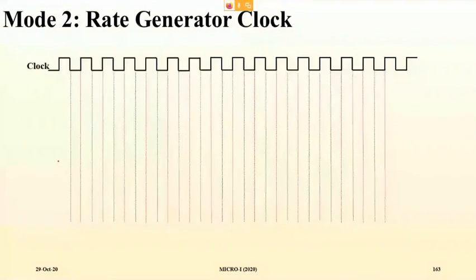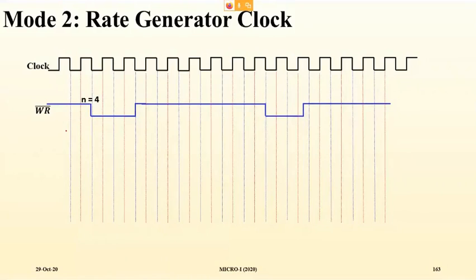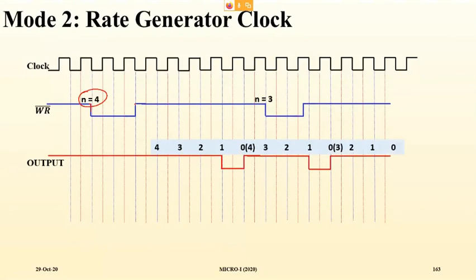Let us see how you can generate the output in mode 2. So suppose you have number 4 loaded into the counter, okay, and you generated the count. That means you allowed the write and gate is activated. In that case, the moment you complete the write operation, from the next pulse the count will start, where you have 4, then 3, 2, 1, and after 1 it goes 0 for one pulse.